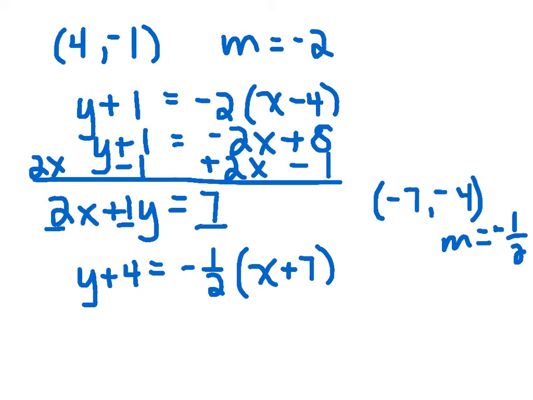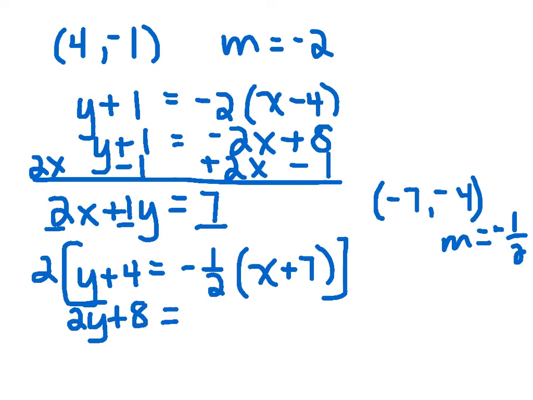Okay, again, fraction destroyer is handy. So we're going to multiply the whole thing by 2. That gives me 2y plus 8 is equal to negative 1 times x plus 7. Actually, let's multiply by negative 2, because then I don't have to deal with that negative. So what that gives me is negative 2y minus 8 is equal to x plus 7. I could have done it the other way. I would have had a negative 1, and I would have had to change all those signs.